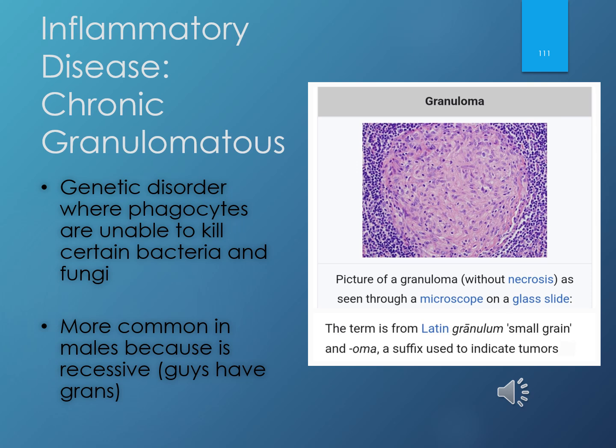Granulomatous changes happen when there are areas of increased infection, inflammation. So chronic granulomatous disease is a genetic disorder where phagocytes are unable to kill certain bacteria and fungi. It is more common in males because it's recessive. A little mnemonic is guys have grans. Little boys tend to love their grandmas.